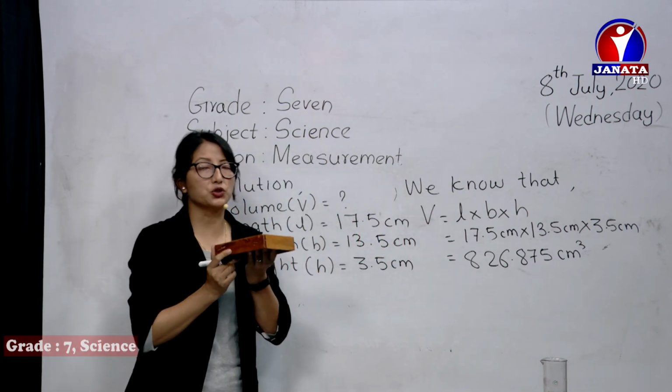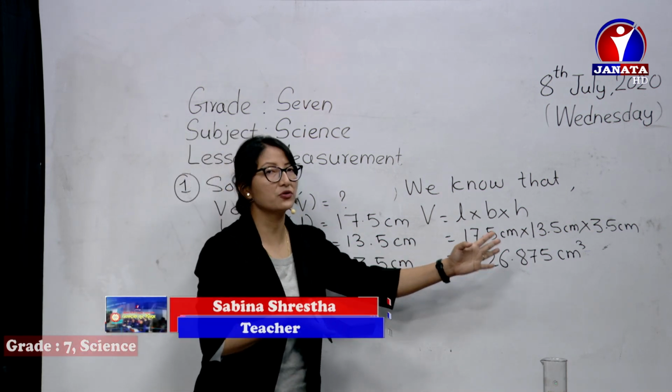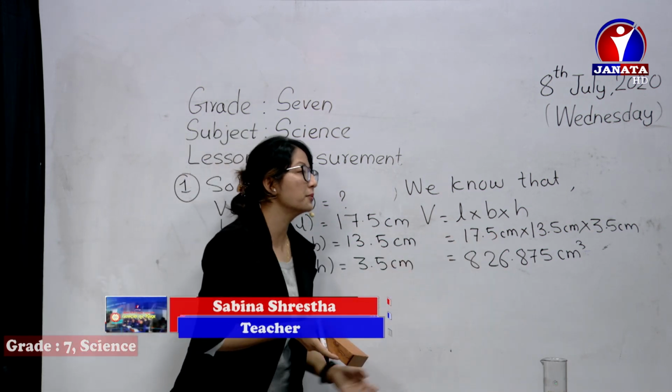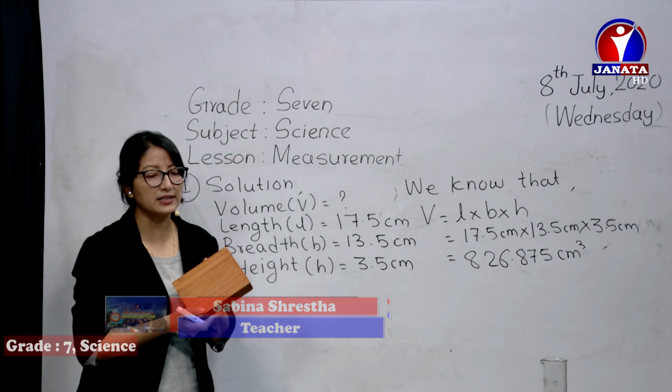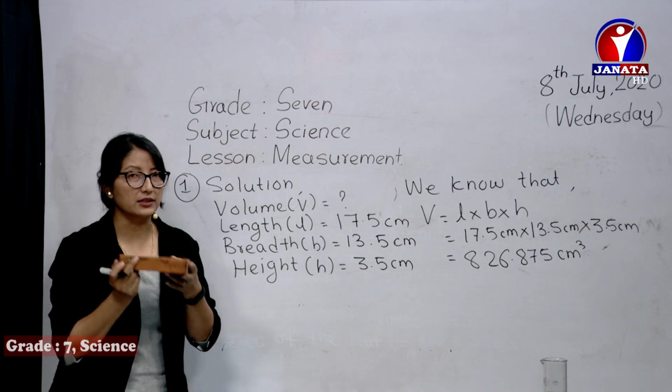This is the volume of this cuboid, the total space occupied by this object: 826.875 centimeter cube. To round off, you can make it 827. This is how we calculate the volume of a regular object, that is a cuboid.